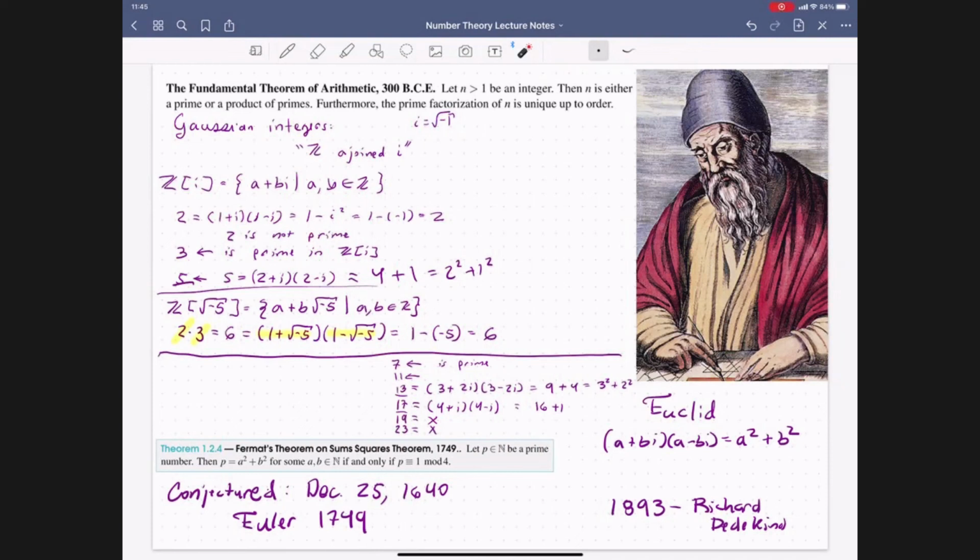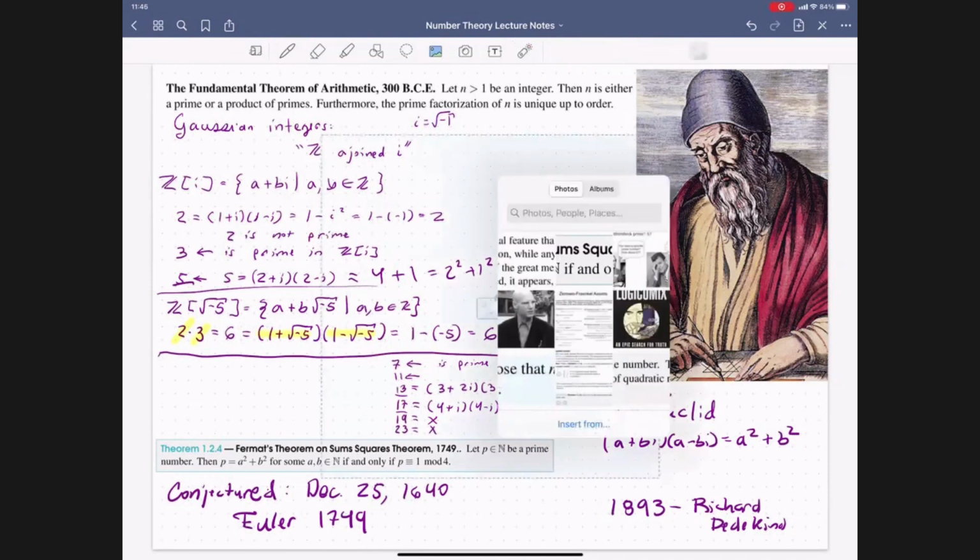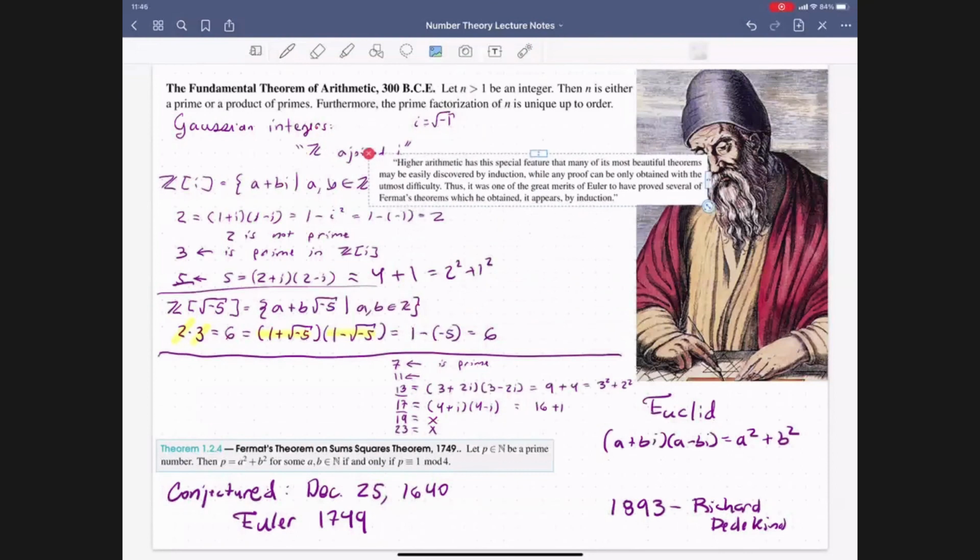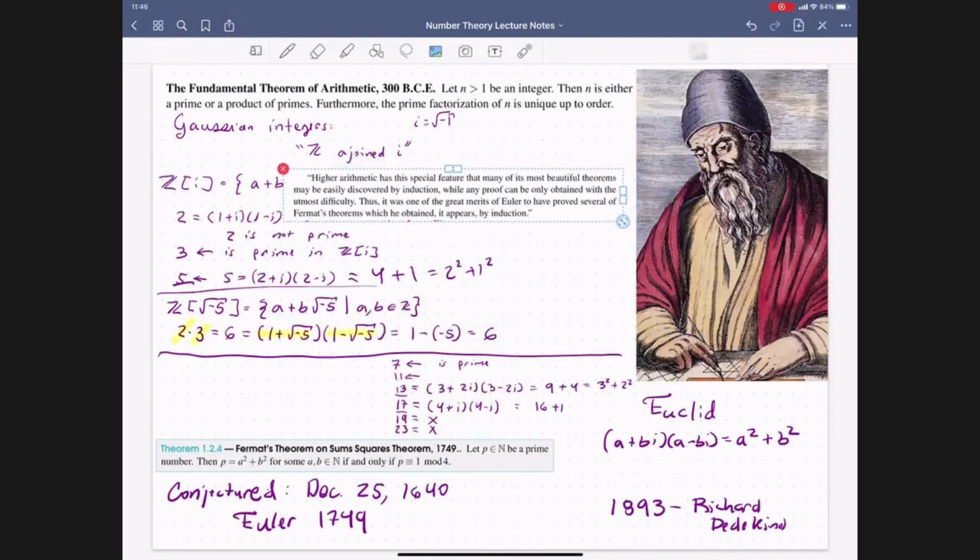So I want to end this discussion of Fermat with a quote of Gauss, which really summarizes my thoughts on this. This is something that Gauss wrote in 1807 with reference to Fermat and the many statements that he wrote. So higher arithmetic has this special feature that many of its most beautiful theorems may be easily discovered by induction, while any proof can be obtained only with the utmost difficulty. Thus it was one of the great merits of Euler to have proved several of Fermat's theorems, which he obtained, it appears, by induction.